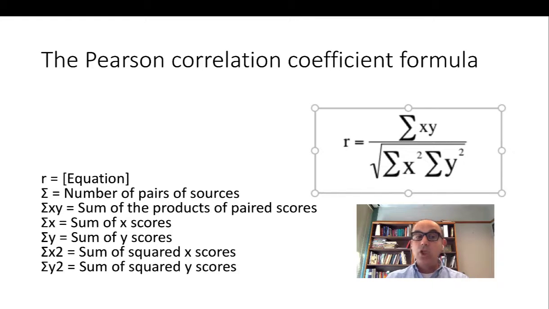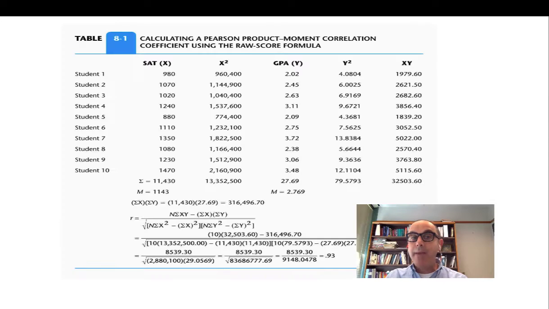In this case, you can see the equation: the number of pairs of scores, the sum of the products, the sum of the x scores, the sum of the y scores, the sum of the squared x scores, and the sum of the squared y scores. By doing that, we are able to compute it. In reality, it will look something like this.